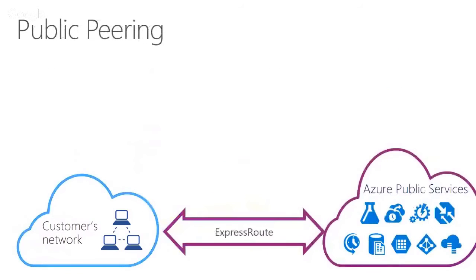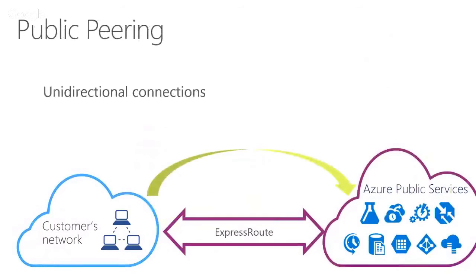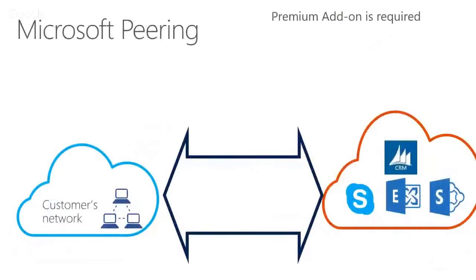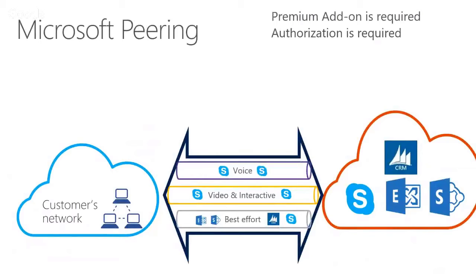Now looking at public peering, it is unidirectional, like I said, only from you to the cloud, and you hide yourself behind the public IP address, and we verify whether there is a source NAT address. And for the Microsoft peering, it's exactly the same, but for Office 365, you need premium.